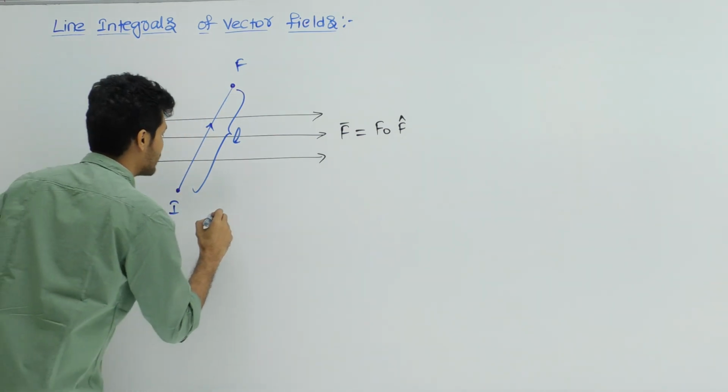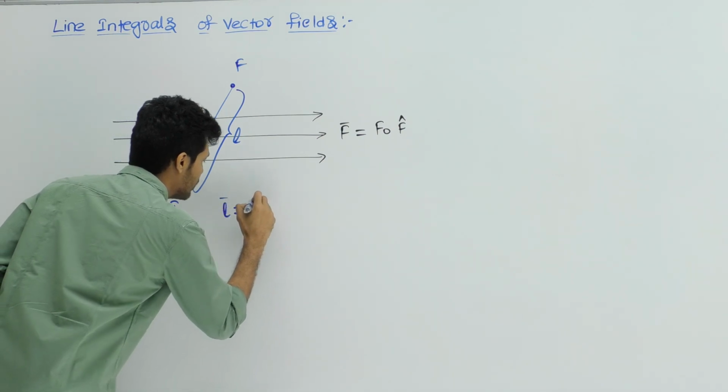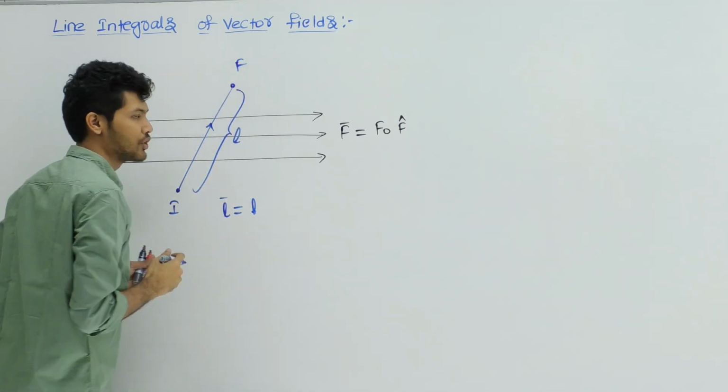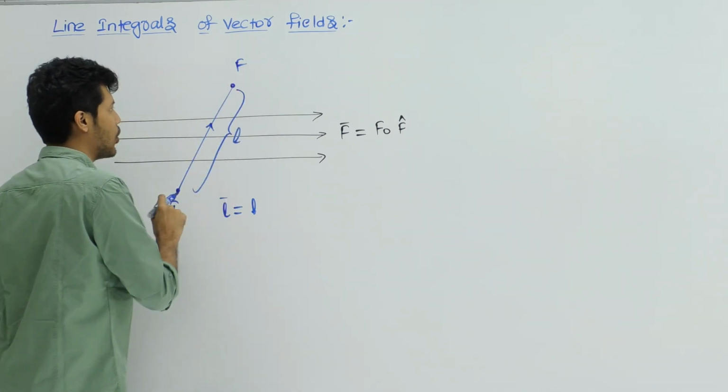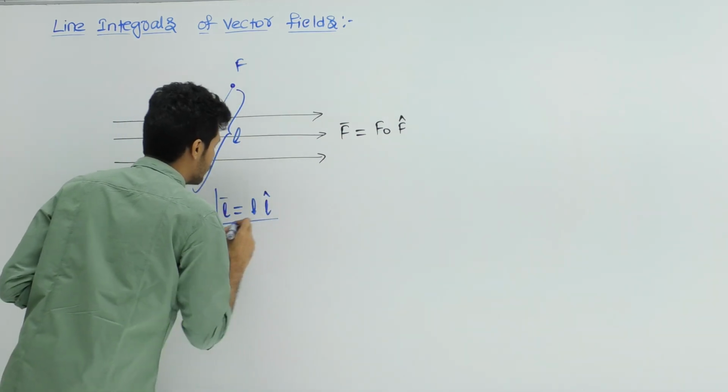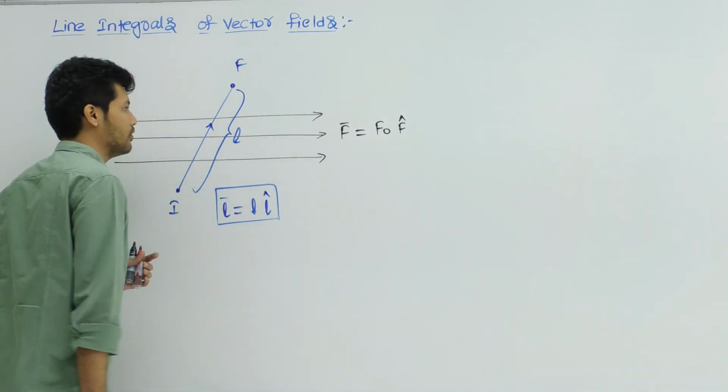Yes, we can express that path as L bar is equal to the magnitude of length times the unit vector along this direction. Let me call the unit vector along this direction L cap. So we also have a vector representation of the path.